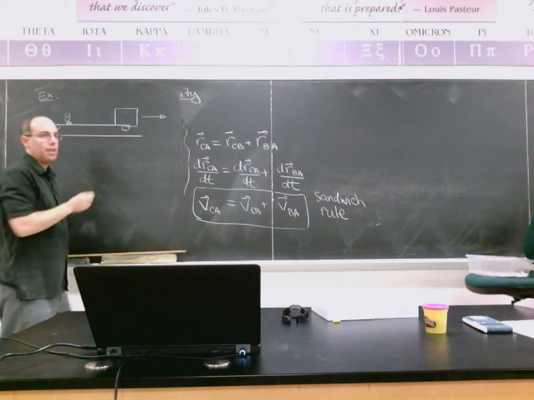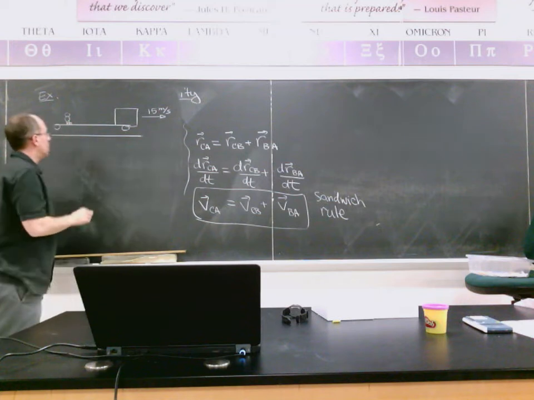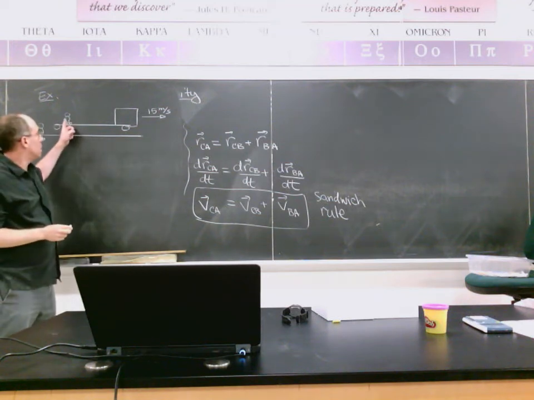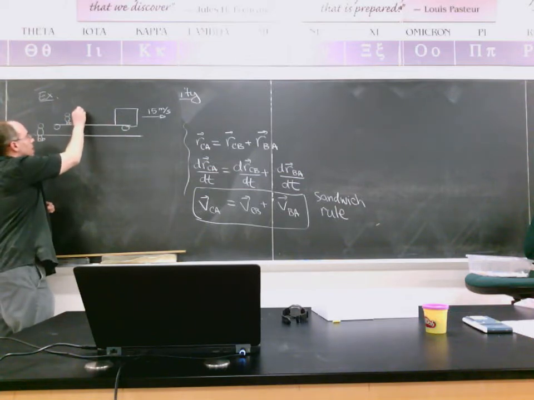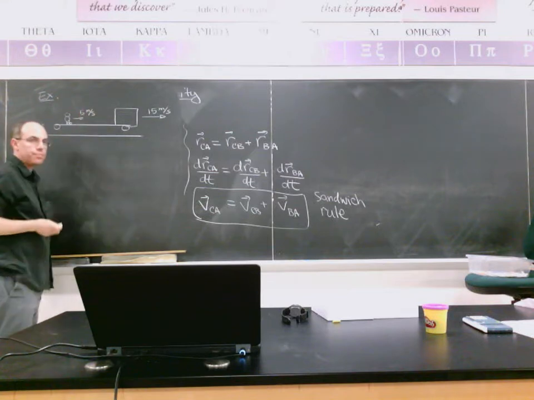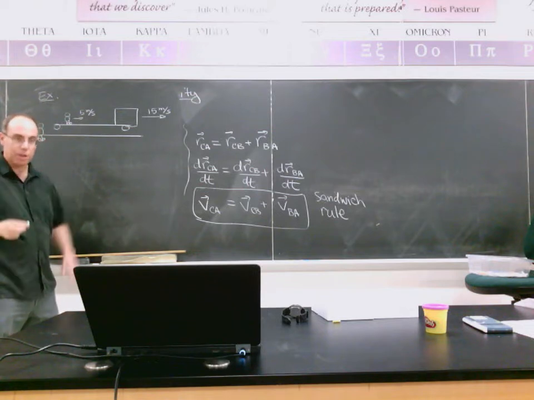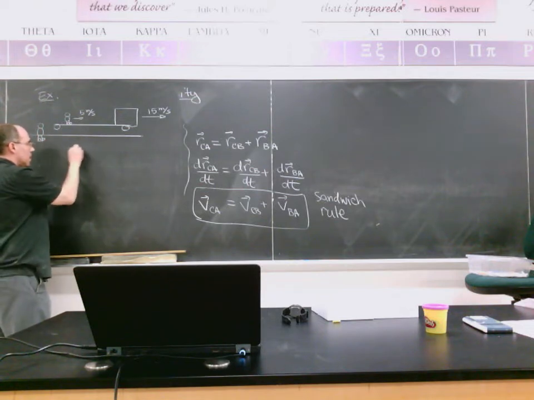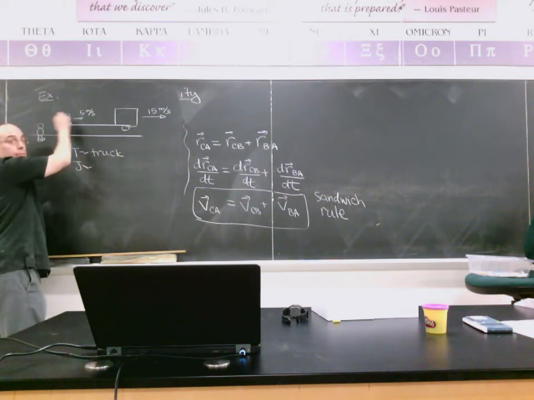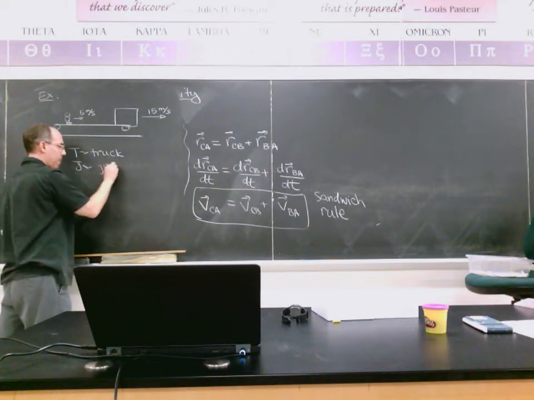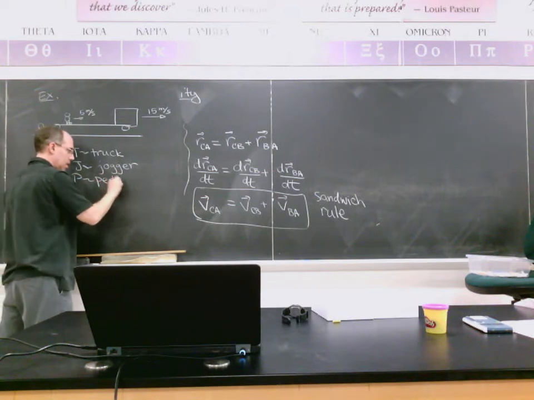We'll have the truck driving down the road at 15 meters per second. And we'll have the jogger running from the back of the truck towards the front at 5 meters per second. Now there are three different objects here. We have the truck, which we'll denote T. We'll have the jogger, who's on the back of the truck here, which we'll denote J. And then we have the pedestrian, P.